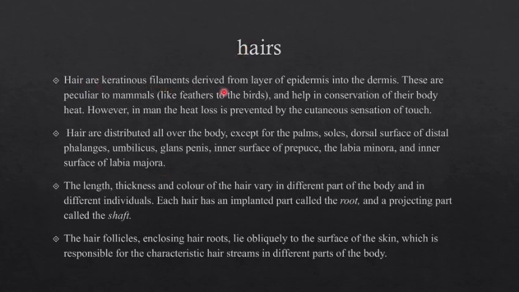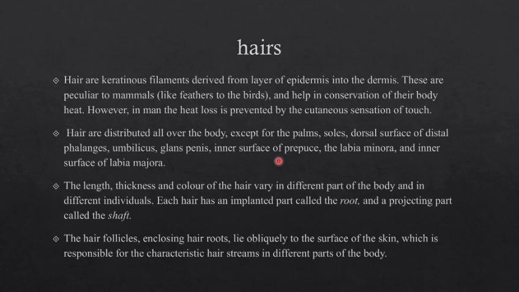Hairs are keratinous filaments derived from layers of epidermis into the dermis. Hairs are present in the dermis layer. These are peculiar to mammals. They help in conservation of body heat. However, in man, the heat loss is prevented by the cutaneous sensation of touch. Hairs are distributed all over the body.